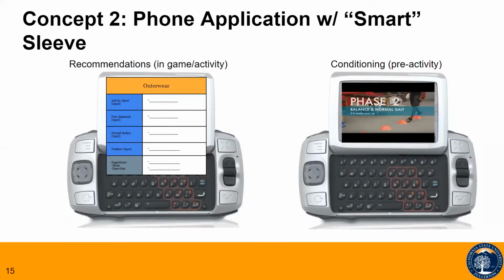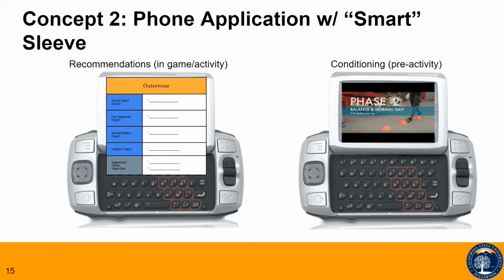Okay, so now moving on to concept number 2. It is a phone application with a smart sleeve. The phone application by itself would be split into 2 sections, one for recommendations and another one for conditioning. On the left-hand side right here, we have an example of the recommendations, which would be used in-game. So these are recommendations that would be used when you're doing the activity. In order to make the suggestions, you have to input things like activity, your foot alignment, ground surface, and the weather you're in.